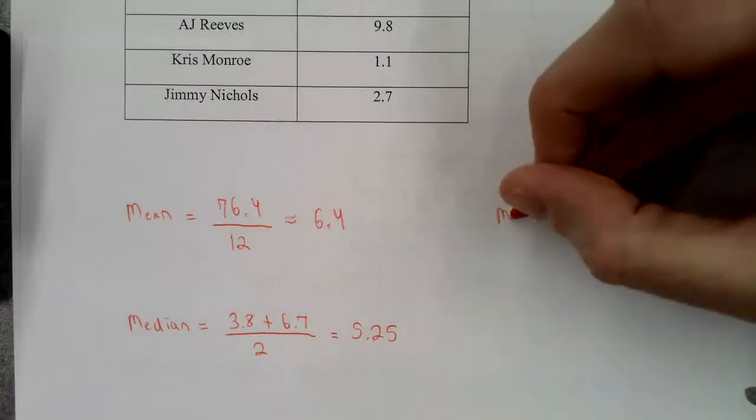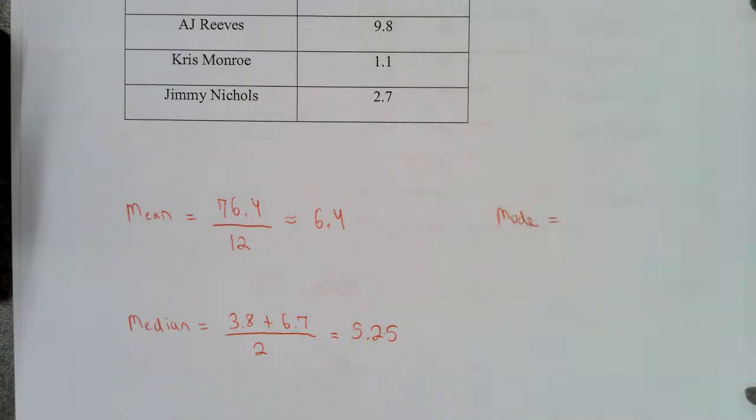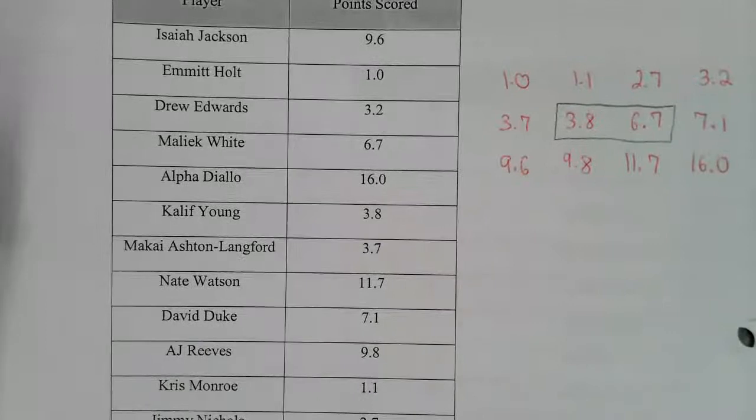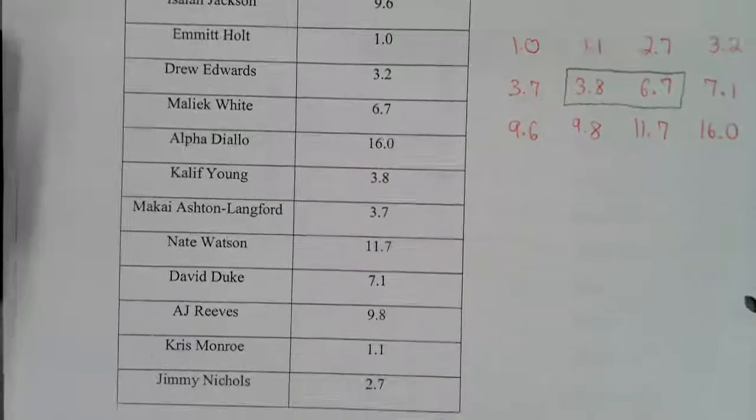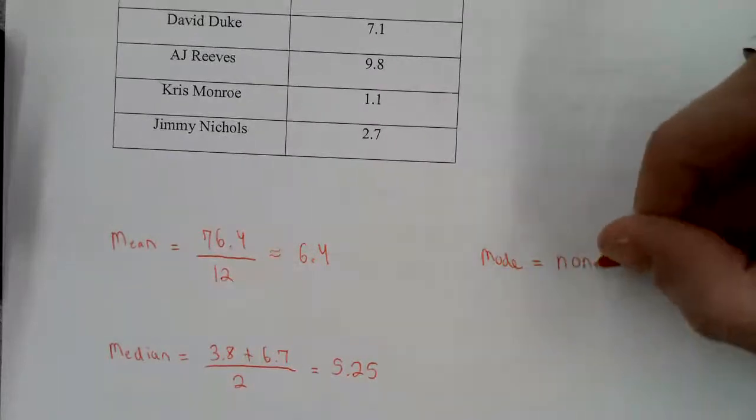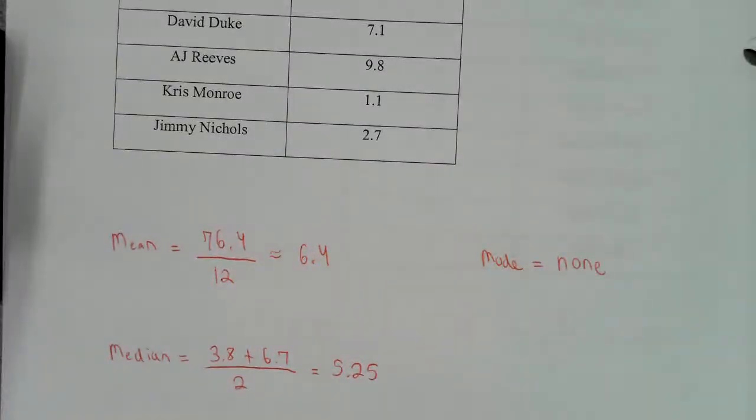The mode is the number that occurs the most often. And in this example, there is no number that occurs more than once. So that means there's no mode. So I'm going to say mode equals none. Don't put 0 because that would mean you're saying the mode is 0. There is no mode, so say mode equals none.